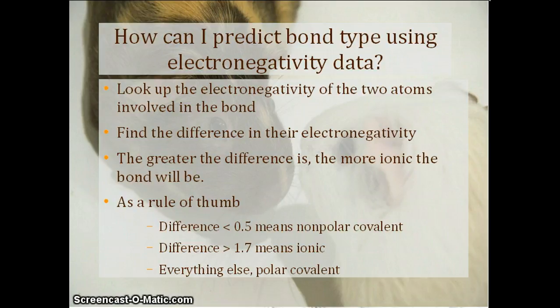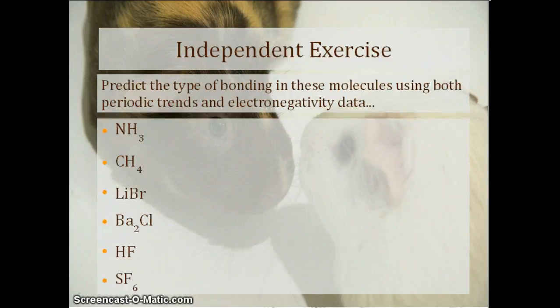As a rule of thumb, if the difference is less than 0.5, the bond is nonpolar covalent. If the difference is greater than 1.7, the bond is ionic. All other values signify polar covalent. Now see if you can predict the type of bonds that hold together the following molecules using both periodic trends and electronegativity data.